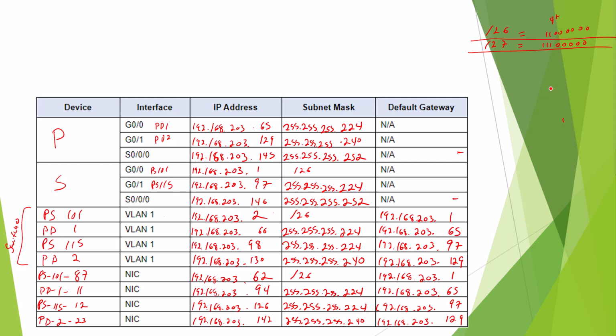Last one is /26. 11000000. 128 plus 64, 192.